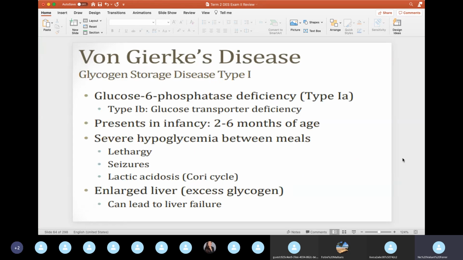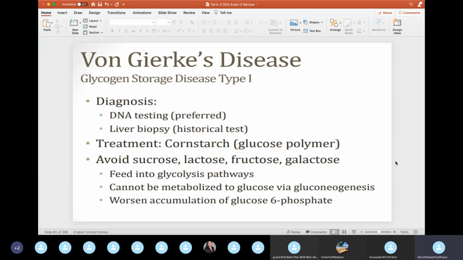All right, let's talk about the glycogen storage diseases, your favorite. So von Gierke's disease: this is glucose 6-phosphatase deficiency, type 1, presents in infancy with severe hypoglycemia. Remember, you cannot make glucose. Glucose 6-phosphate cannot become glucose. What can we see in a neonate? Lethargy, seizures, and lactic acidosis, right, by the Cori cycle. You can also have an enlarged liver, hepatomegaly, which can lead to liver failure.